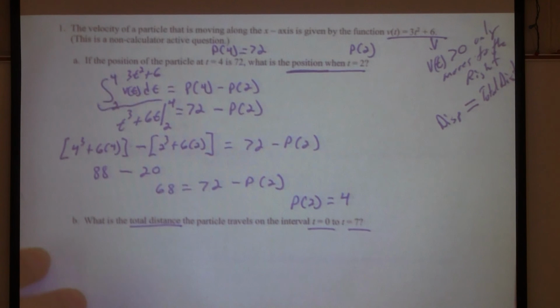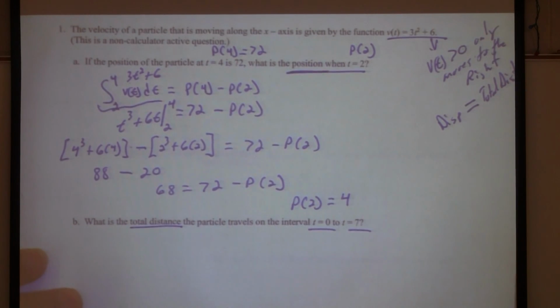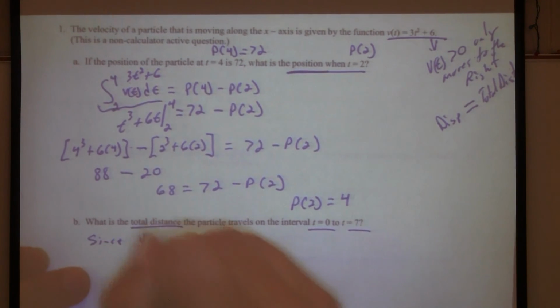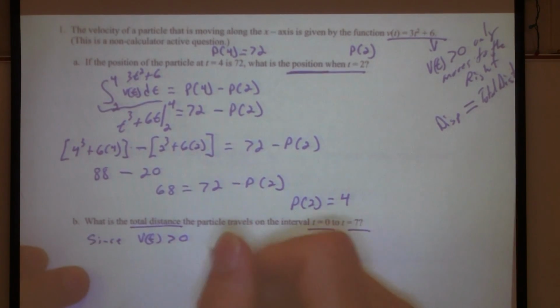So that's the one thing. Okay? Don't think of it as it's always moving just in one direction, because that won't work. If it was always moving to the left, it wouldn't happen here. Okay? Good? So that we can put, since V of t is greater than 0, right?